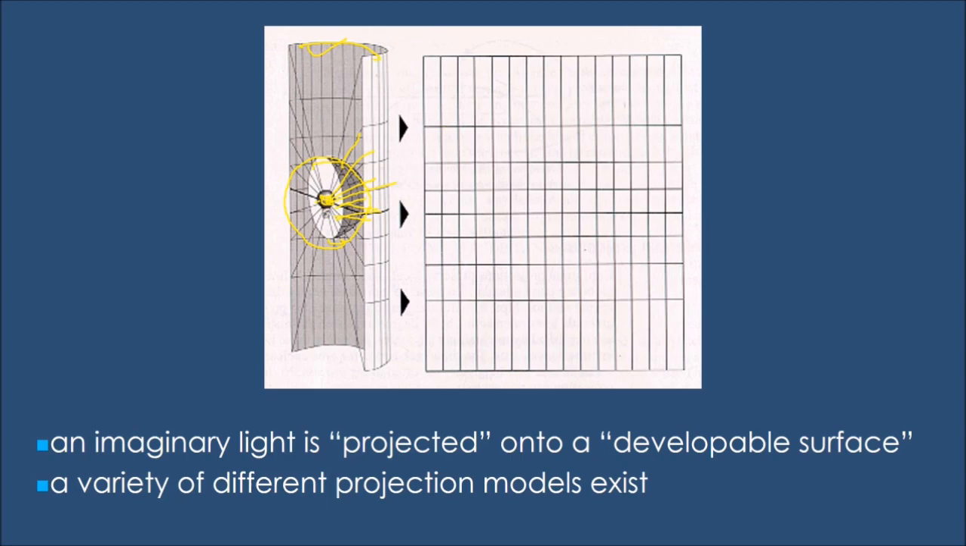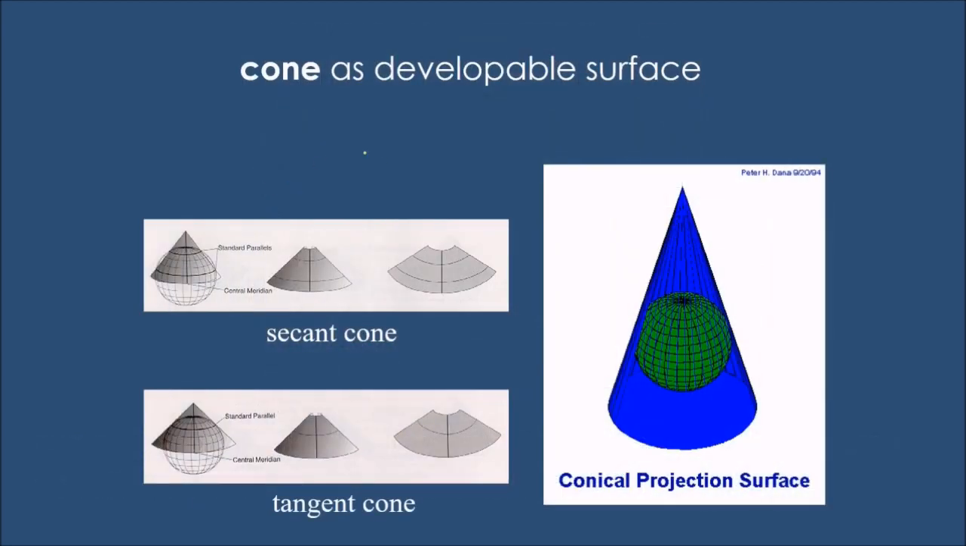A variety of different projection models may exist. A cone can be a developable surface. A cone like this can be placed on the globe. This is the central meridian. These are the standard parallels, where this cone is touching the Earth. Again, the central meridian. So when you open it, it is something like this. So this is a conical projection surface.